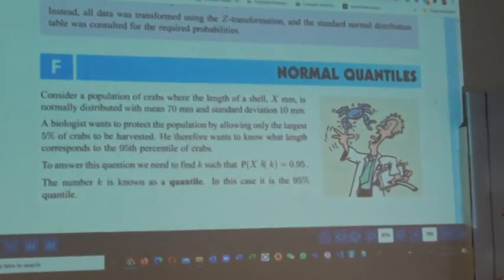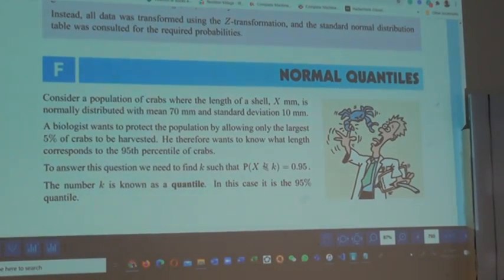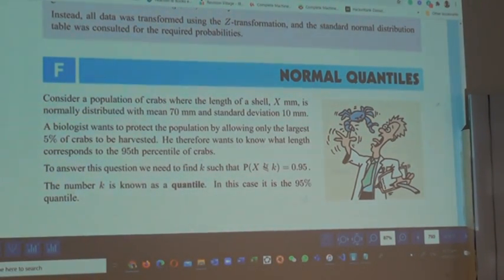Now let's look at this illustration as well. Consider a population of crabs where the length of a shell x, so that is the random variable now, x millimeter is normally distributed with certain mean and standard deviation. A biologist wants to protect the population by allowing only the largest 5% of the crab to be harvested. You see, there is no specific length of what you could harvest.